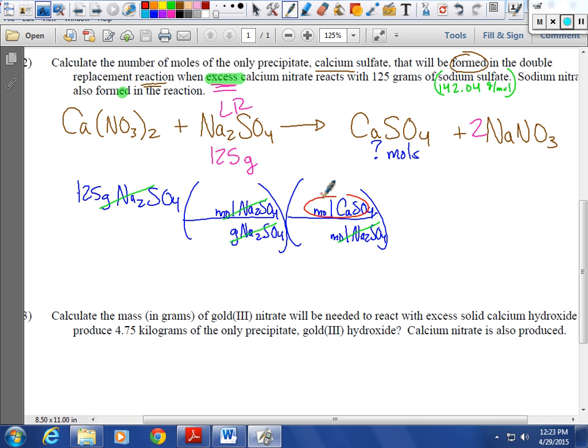Anytime you see mole and gram, what does mole get? A 1. I've already calculated the molar mass. It's 142.04. And then your mole to mole comes from where? Coefficients. What is the mole to mole right here? 1 to 1. Very good. So now, what's the only thing I have to do in the calculator? Divide. So somebody run those numbers for me. Hang on. Tell you what. I want to write these down for a reason.